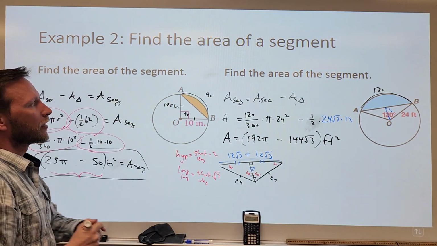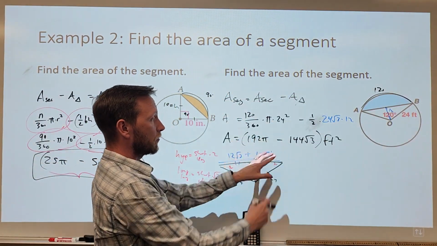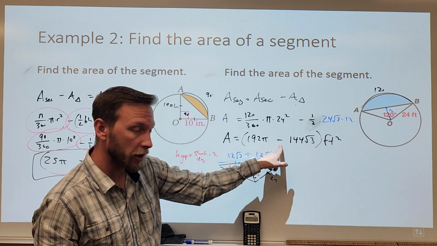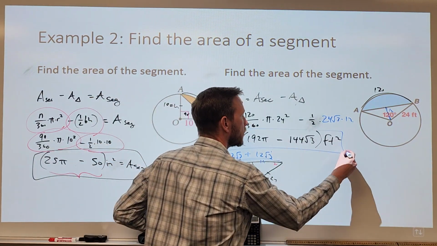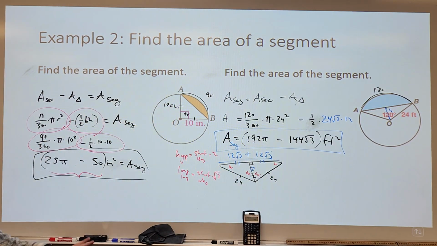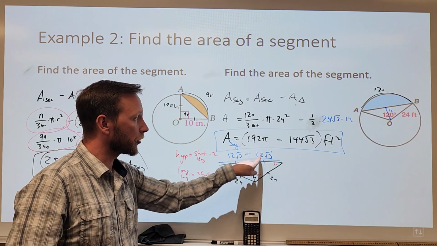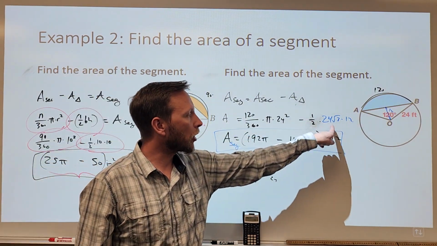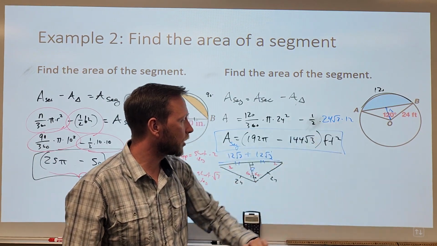Find the area of the sector, find the area of the triangle, subtract them. Even if you can't combine, you still are going to write subtract. And that is our area of our segment, that blue shaded region. That is going to be maybe a little bit challenging for folks if you do not know your 30, 60, 90. If you do not know how to multiply these, that obviously is Algebra 1 arithmetic from Chapter 11.